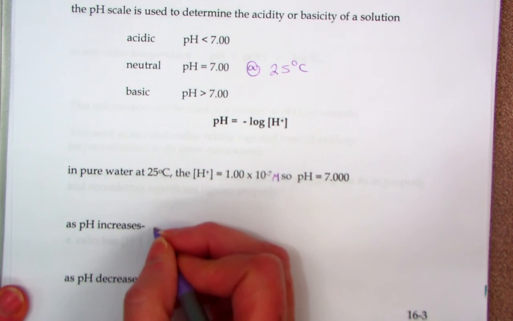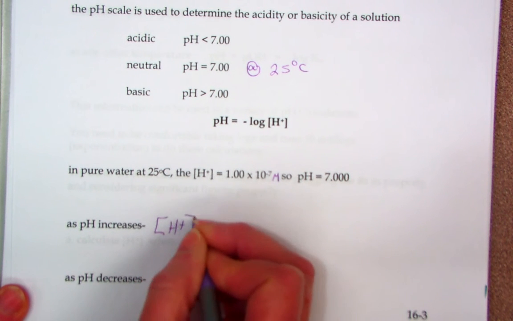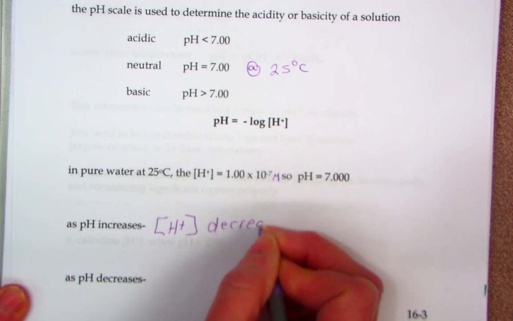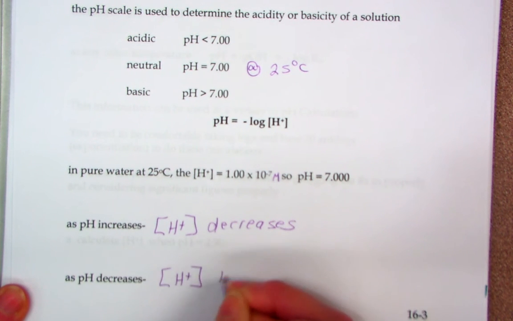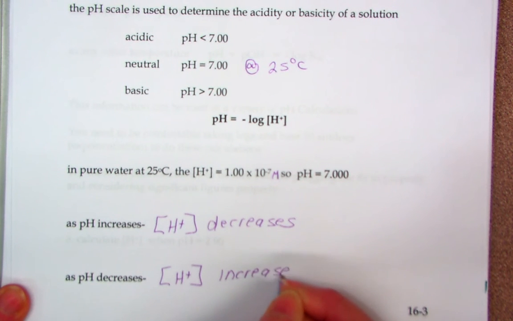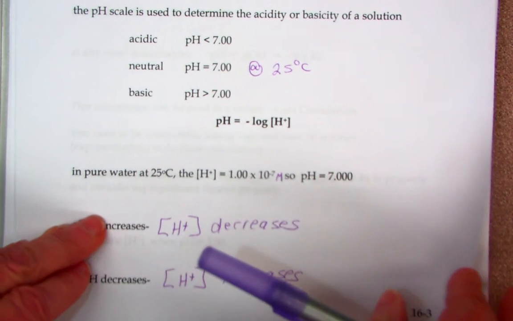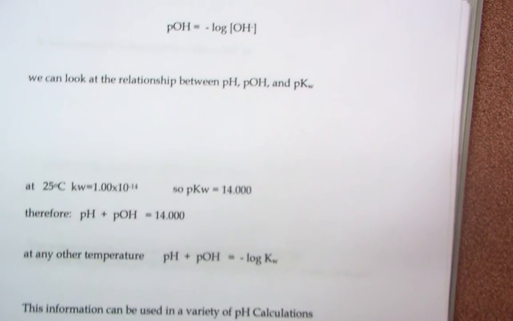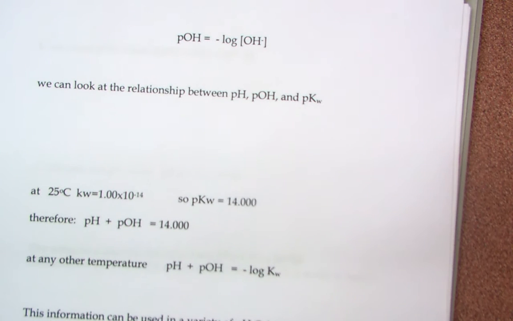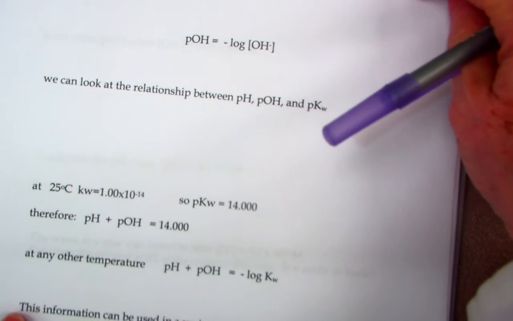As the pH increases, the hydrogen ion concentration decreases and you become more basic. As the pH decreases, the hydrogen concentration increases and you become more acidic. Now, we can also introduce the concept of pOH, because the little p for us means a mathematical function, negative logarithm. So p anything is negative log of whatever. So pOH is the negative log of the hydroxide concentration.